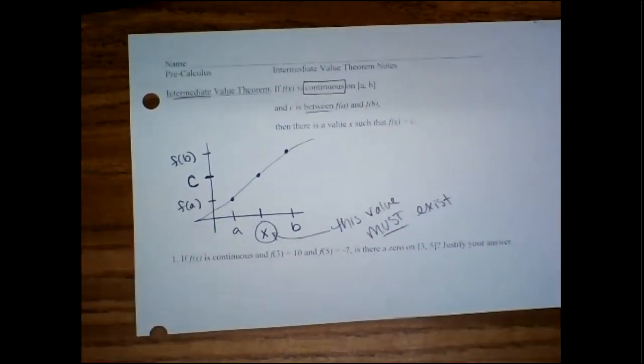So you use this theorem a lot to prove that there's a 0, and that's like the little activity we just went through, but you can prove that there's any number as long as it's between the two other numbers.